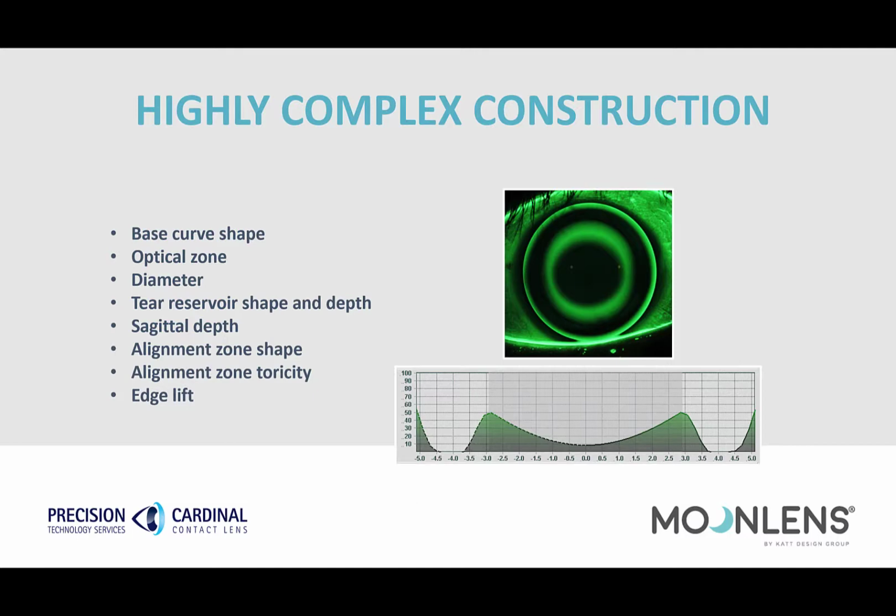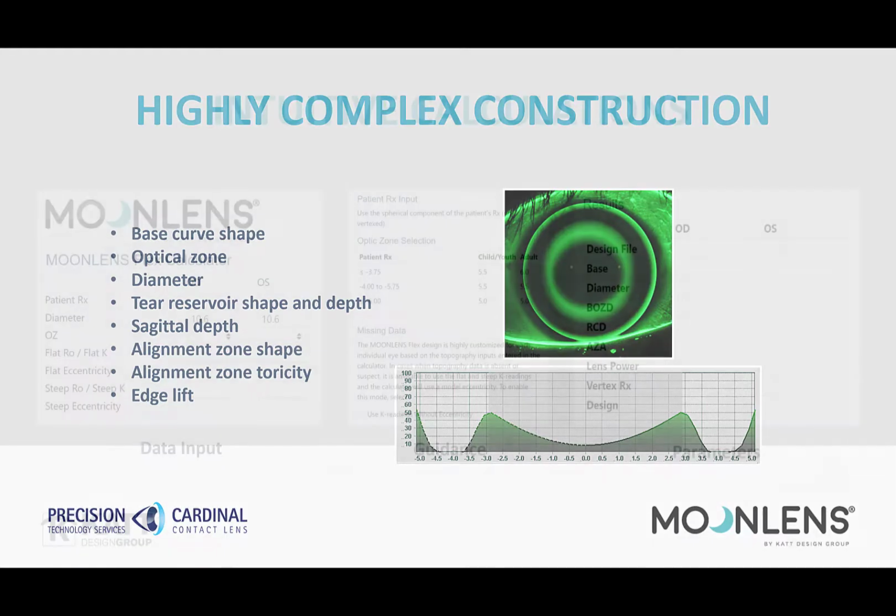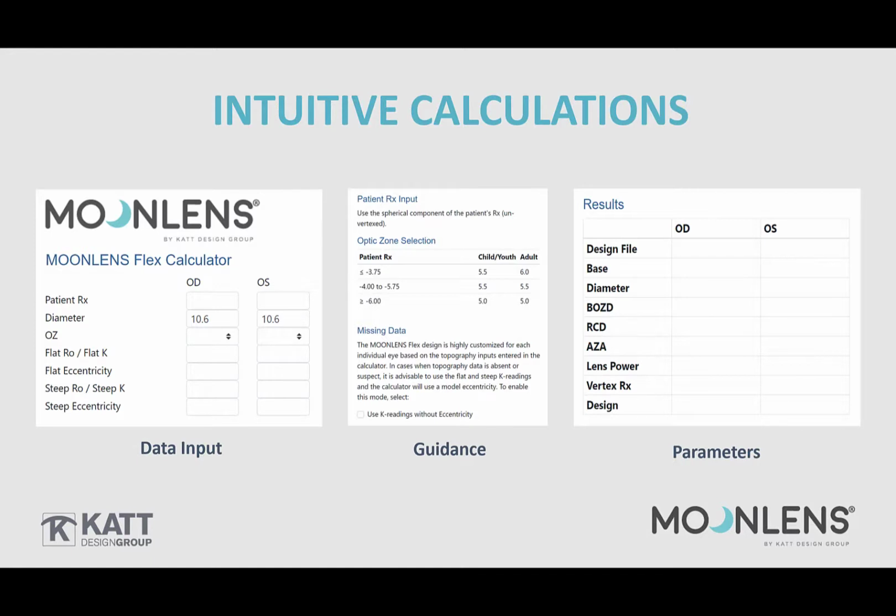Every MOONLENS is generated from a unique base curve, optical zone, diameter, tear reservoir shape, depth, alignment zone, toricity, and edge lift. Each patient receives a MOONLENS that's specific for their age, RX, eye size, shape, and toricity. The MOONLENS calculator makes this level of customization possible. With the small amount of refractive and topographical data, the fitting software determines the specific parameters your patient requires for an optimal fit, vision, and comfort.